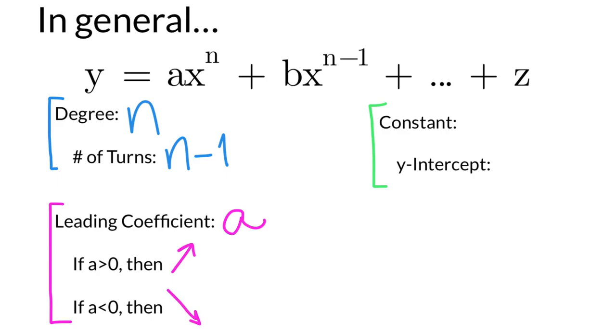Then, if we need a little bit more detail, we can look all the way down at the other end to the constant, and another easy piece to find is going to be our y-intercept.